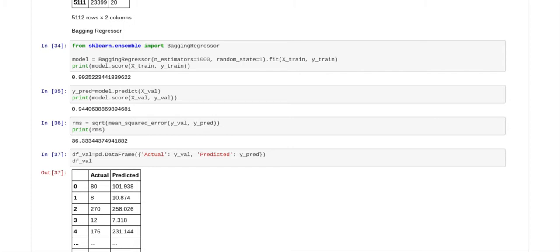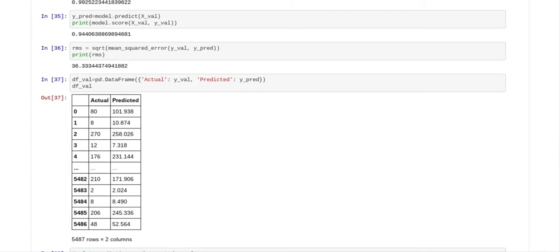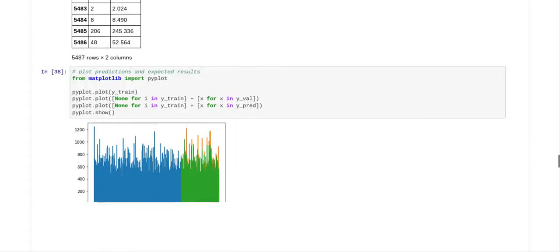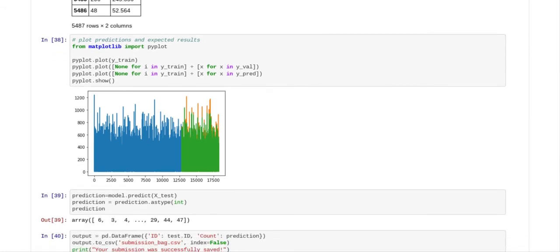So that was definitely an improvement. And there was actually a very small variation between random forest and bagging regressor, but random forest still scored just slightly better. On RMS, we had 36, so that was a definite improvement. And we created a data frame so you can check the actual values against the real values. We plotted it on a chart, and so you can see that the actual values are similar to the predicted values.